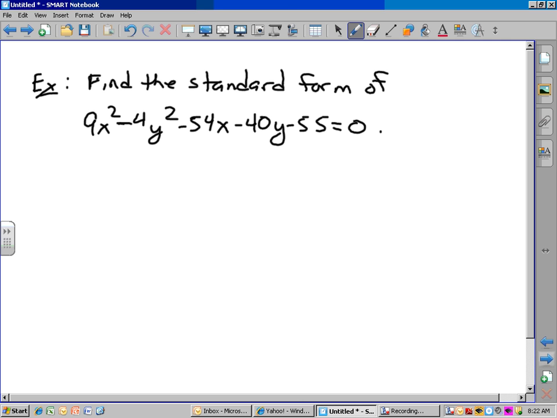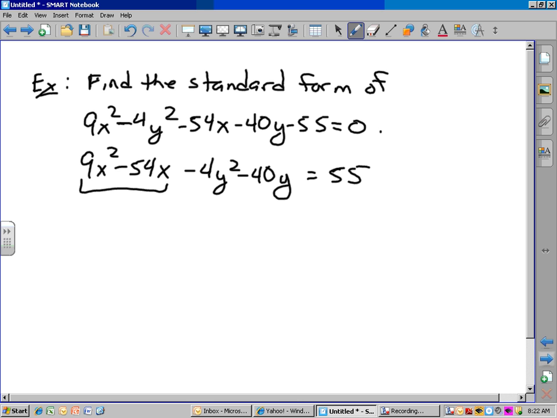We're going to do this exact same thing we did with the ellipse. Group the x's, group the y's, move the number over. What can we factor out? What number can we factor out of the x? 9, right? x squared minus 6x, let's go ahead and complete the square, minus 3 quantity squared.